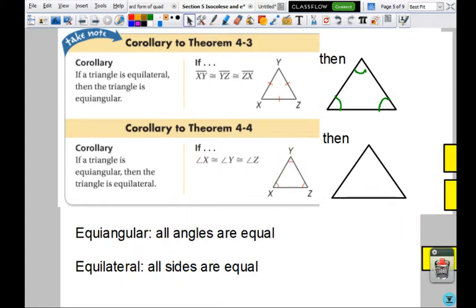And that just means all angles are equal. So if it's equilateral, it is also equiangular. And the reverse is also true. If a triangle is equiangular, like XYZ right here, it is also equilateral. So if you got one, you got the other.